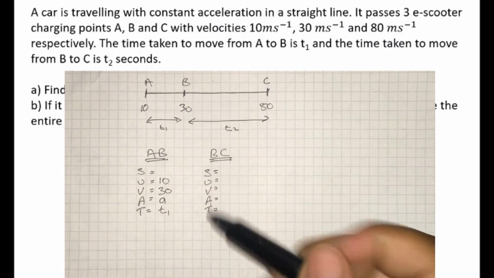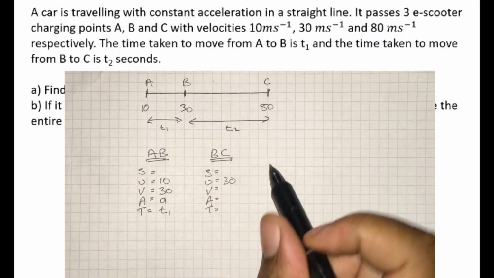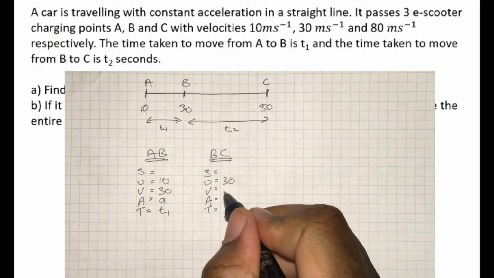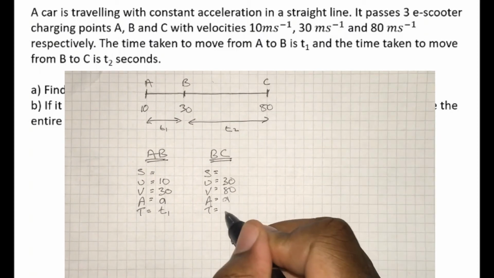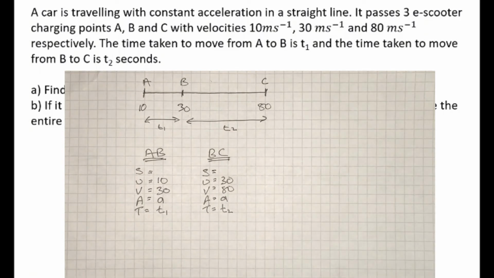Going to do a similar thing for BC. This time round, the initial velocity is 30 and the final velocity 80. Once again, we have an unknown acceleration, but it is the same acceleration as with the first part of the journey. So I will still call it A to be consistent. And the time in this case is T2.